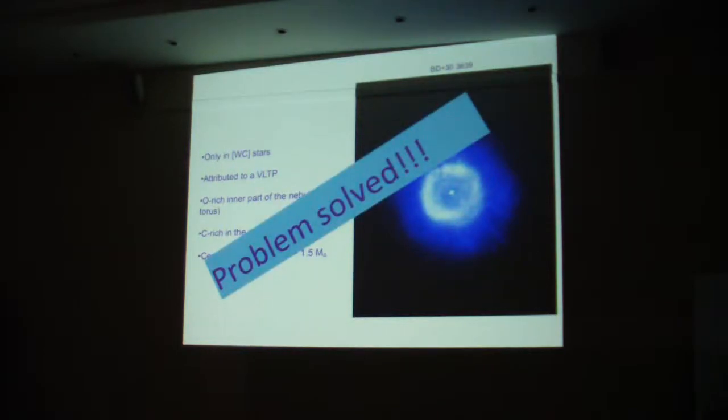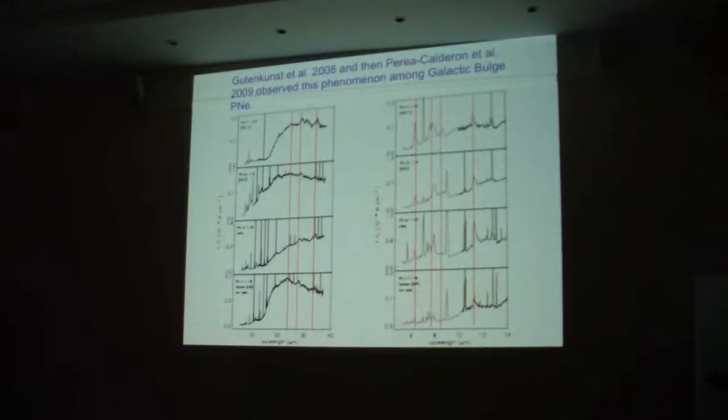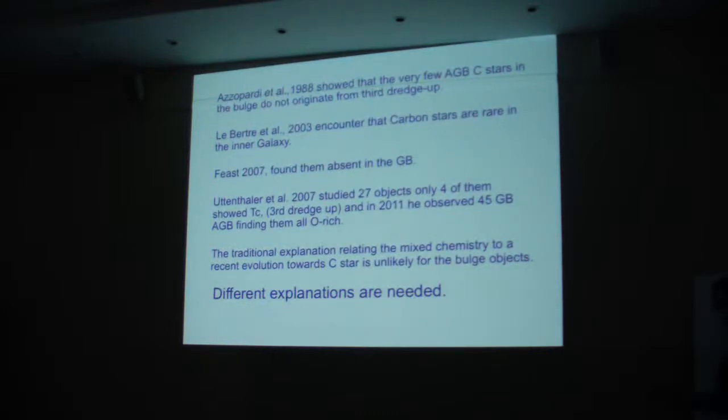That's pretty good. But then, in 2008 and 2009, we learned that we observed this same phenomenon in the galactic bulge planetary nebulae. So these are the Spitzer spectra, and in here these are the silicate bands, and these are the PAHs. This was really interesting, and they explained it by saying that it should be a very late thermal pulse happening in these objects as well. But if you think about it, we don't think these objects are going to become carbon-rich. So I don't think we can attribute this to a very late thermal pulse.